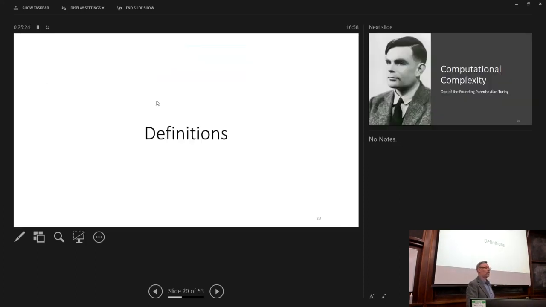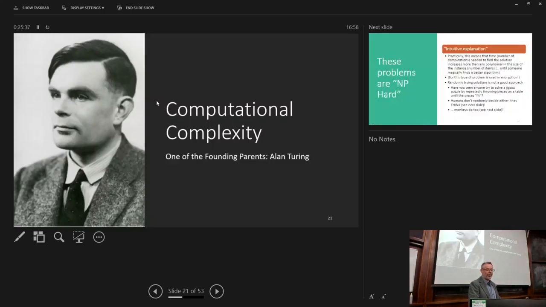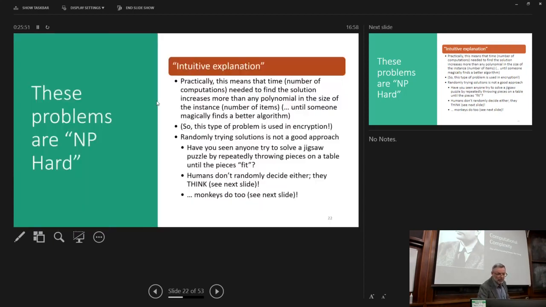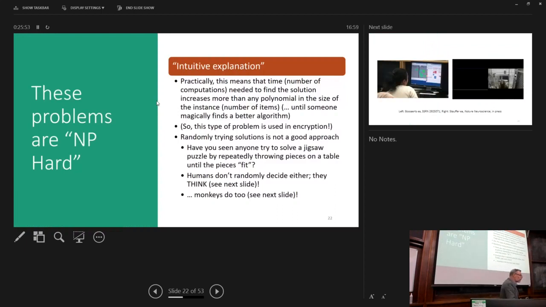Definitions. So I'm going to shift gears. This is going to be hardcore math. And when I was at Caltech, I always had to put a slide in with Richard Feynman. So here I put in a slide with Alan Turing. He is basically one of the founding parents of this type of mathematics about intractable problems. So the problems are called NP-hard. What does that mean?